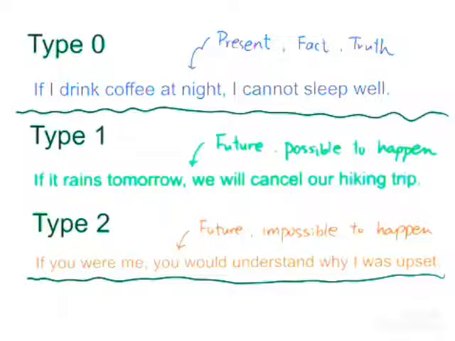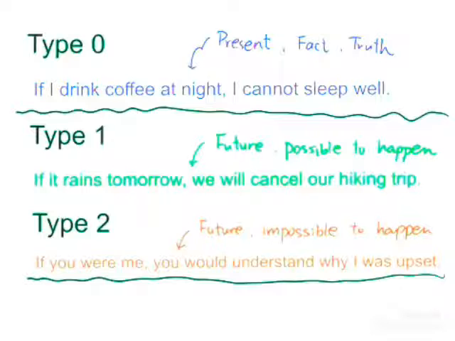Yes, actually the verbs used in these 3 conditional sentences are different. For example, in type 0, you will see present tense. In type 1, you will see present tense plus future tense. In type 2, you see past tense and would infinitive. We use these tenses to distinguish different types of conditional sentences.